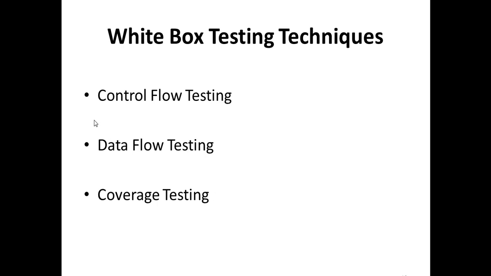Here are some techniques through which you can perform white box testing. The first one is control flow testing. As its name states, here you have to observe the flow of control in your software: right from the entry point, how the control is flowing, whether it reaches the end of the software in a proper way or is abruptly terminated somewhere else. You have to evaluate all the control paths in your software to test whether the control is flowing properly or not. That is called control flow testing.